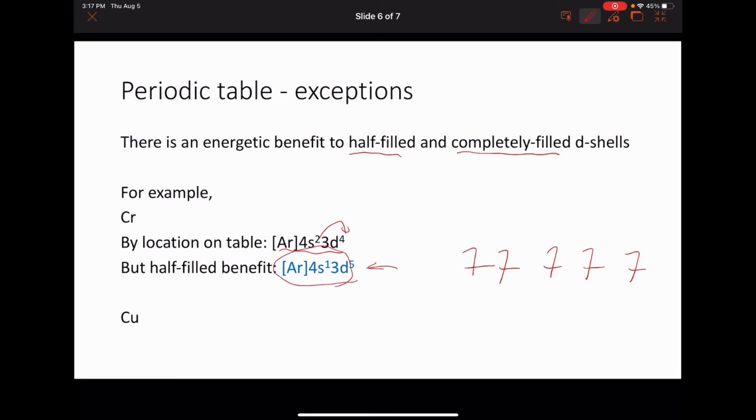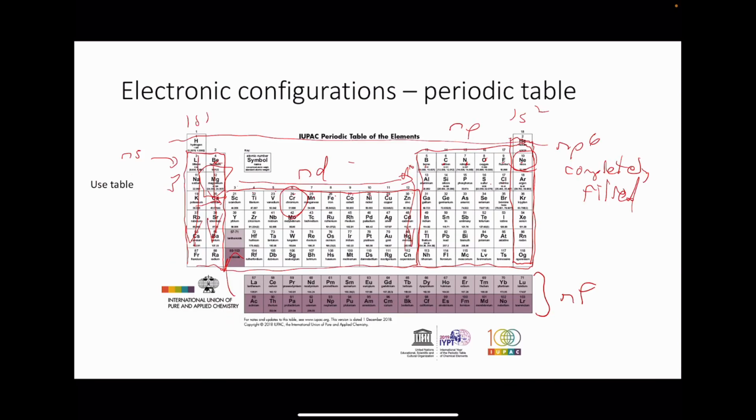And actually, if you look down that column, you would almost predict that each one of the others in that column would do the same thing. So we look at copper. Let's go back. Oops, sorry, wrong way. And we go to copper. Copper is right here. That should be 4s2, 3d9, right?